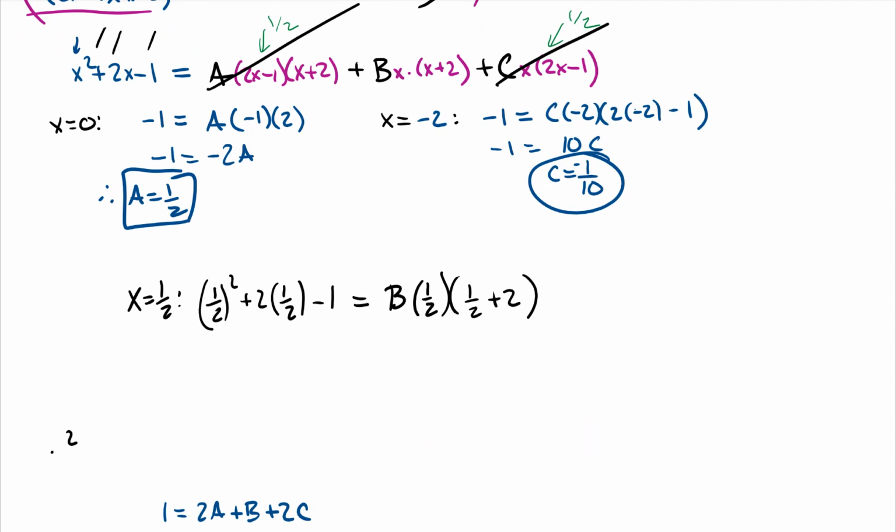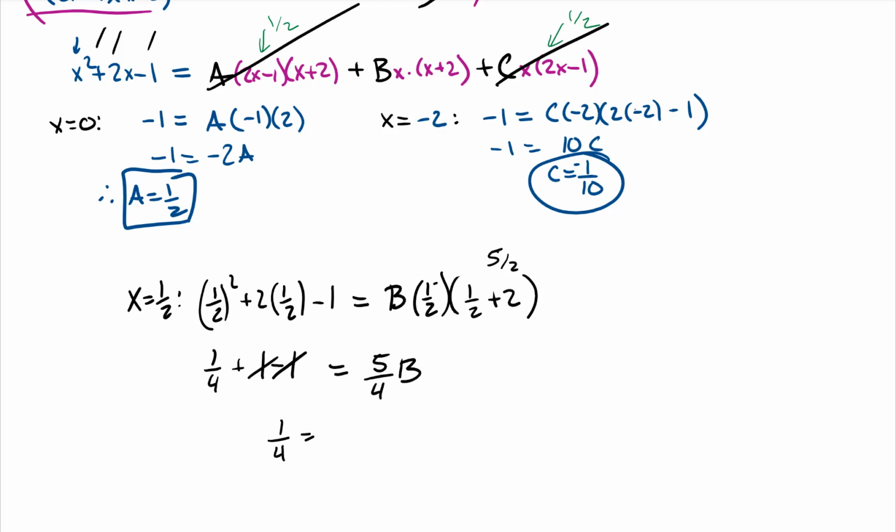Getting rid of that stuff. Don't worry, we're almost done. So we're going to get 1/4 plus 1 minus 1 is equal to 5/2 times 2. So 1 times 5 is 5. So we get 5/4 b. Those just cancel out. So we get 1/4 is equal to 5/4 b. Let's multiply by its reciprocal. And we're going to find out that b is equal to 1/5.